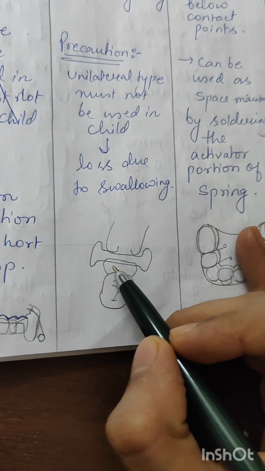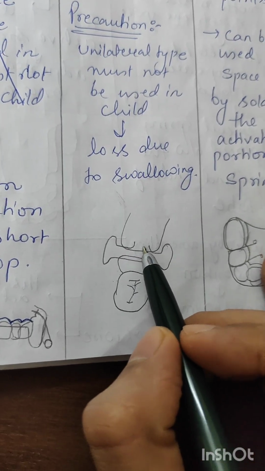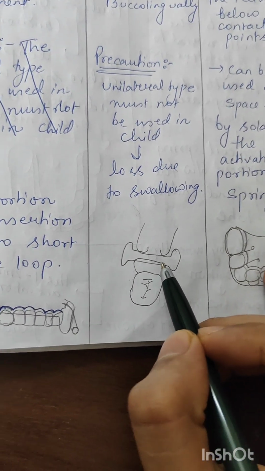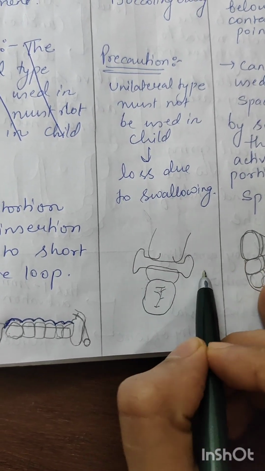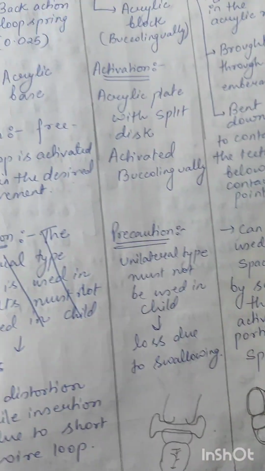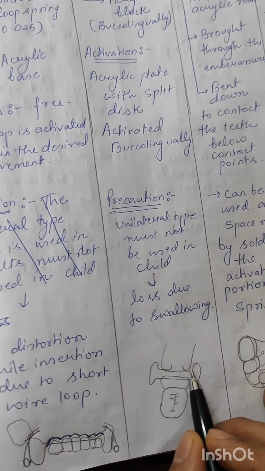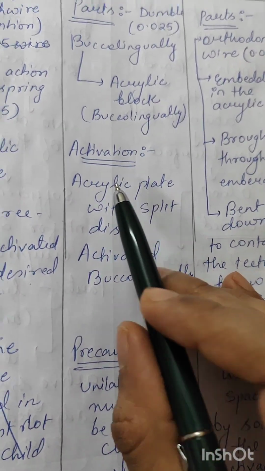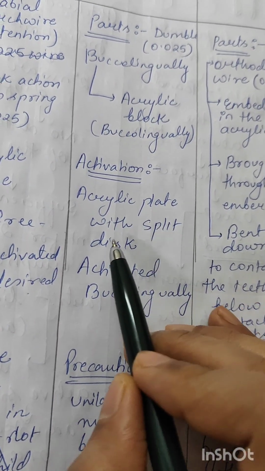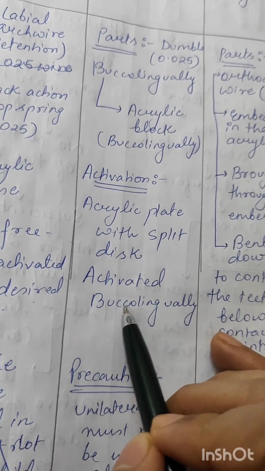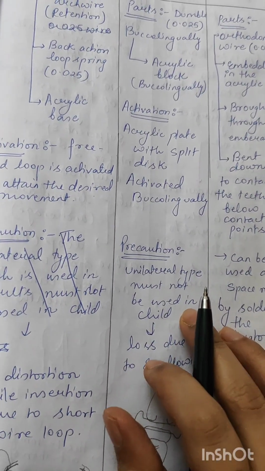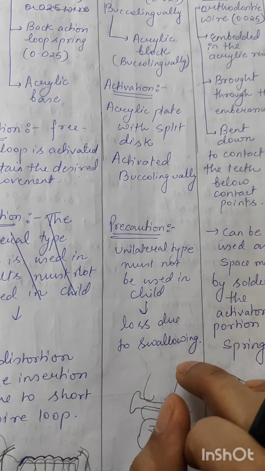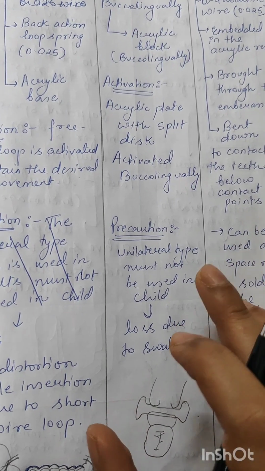Next is the split block space regainer. It is of dumbbell shape, made up of 0.025 wire, which is placed buccolingually, and it has got an acrylic block, which is also placed buccolingually. Activation: the acrylic plate with split disc is activated buccolingually. What is the precaution? The unilateral type, which is used in adults, should not be used in kids because of the risk of swallowing.